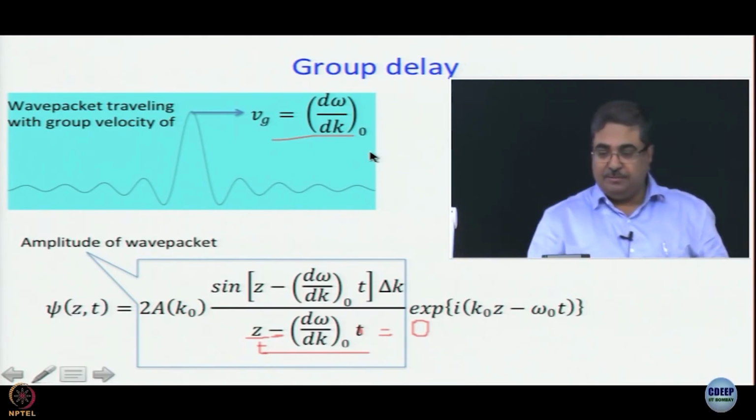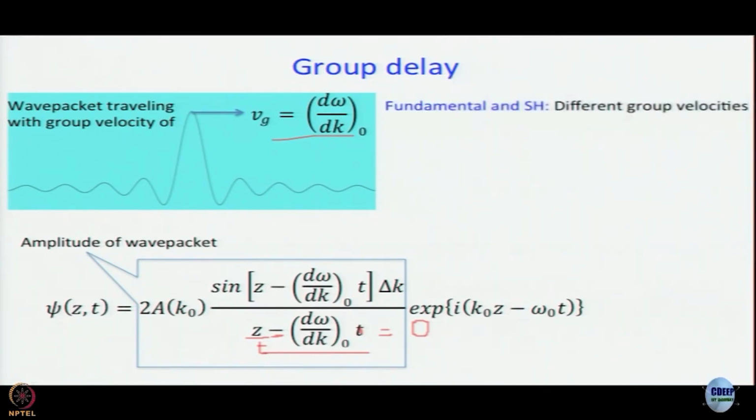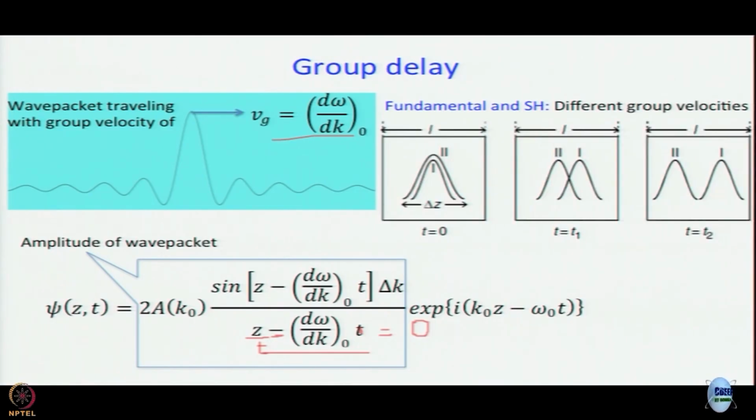And just for the record, fundamental and second harmonic have different group velocities, and that creates another problem. One problem we have discussed already is delta nu. The other problem is that if fundamental and second harmonic travel with different group velocities, then this is the situation you get as time passes. They move away from each other. So, the question is, what is the difference in times taken by fundamental and second harmonic to travel the entire length of the crystal?